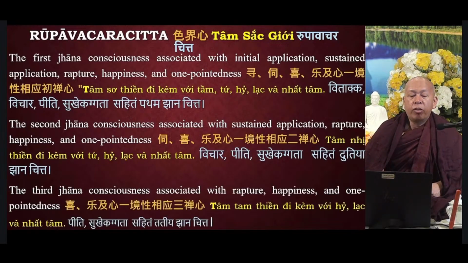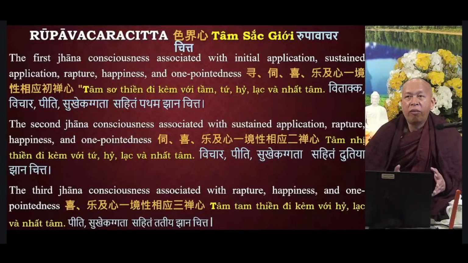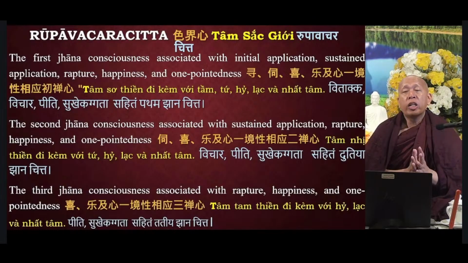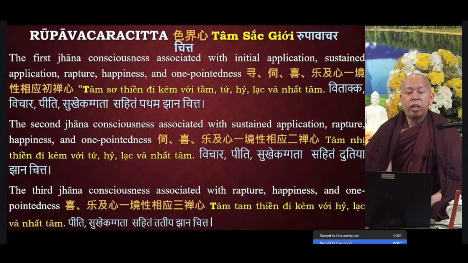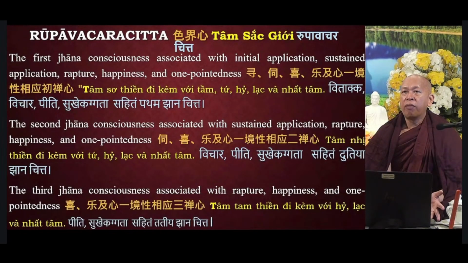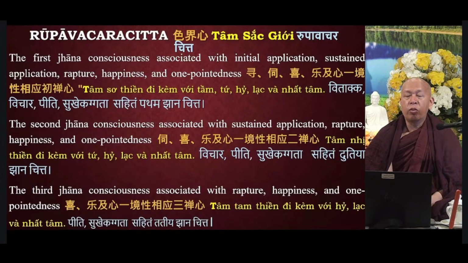Then we have the third jhana consciousness associated with rapture, happiness, and one-pointedness. So three jhana factors in the third jhana. This is according to Abhidhamma. When we study Sutta, the first jhana will be with five jhana factors. By second jhana, here we can see the third jhana according to this method. So the second jhana will be only three jhana factors: rapture, happiness, and one-pointedness.